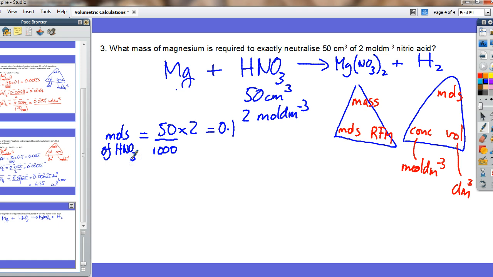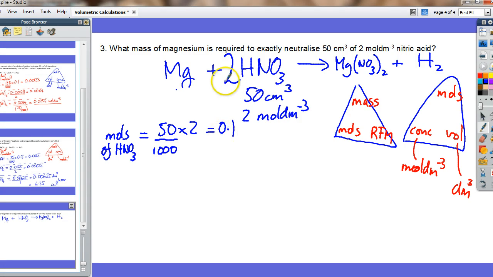Now just looking at that equation at the top, you should hopefully see that it isn't actually balanced. It can be balanced very quickly, very easily, by putting a big 2 at the front there, and really that's what we should have done when writing the equation to start with. But that tells you that for every 2 moles of nitric you need only 1 mole of magnesium. Now we haven't got 2 moles of nitric, we've actually got 0.1.